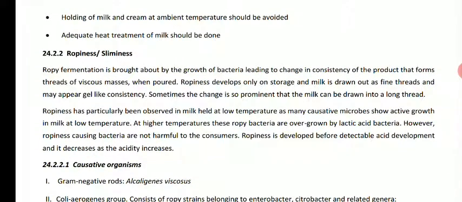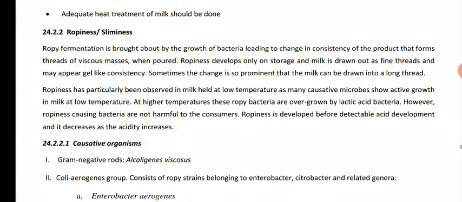The next abnormality or abnormal fermentation type is ropiness or sliminess. So ropy formation is brought about by the growth of bacteria leading to a change in the consistency of the product that forms threads or viscous masses when poured. So rope literally means thread-like or rope-like structure. So ropy fermentation is identified by formation of thread-like and rope-like structure, and it is sometimes viscous in its texture when poured.